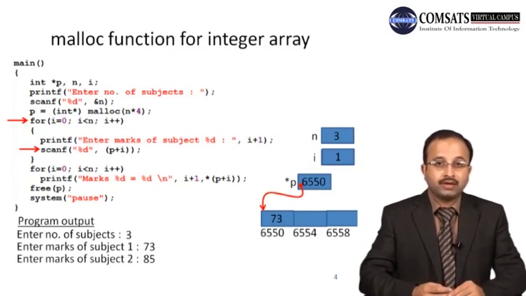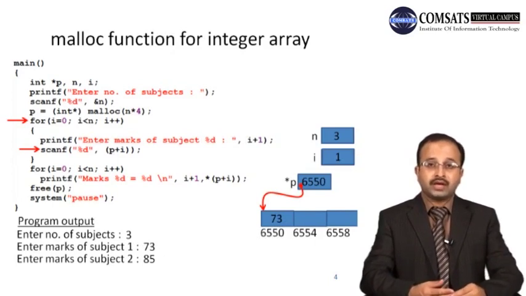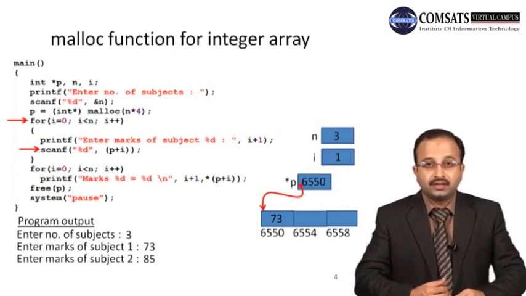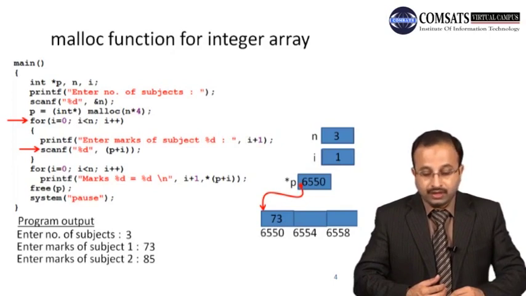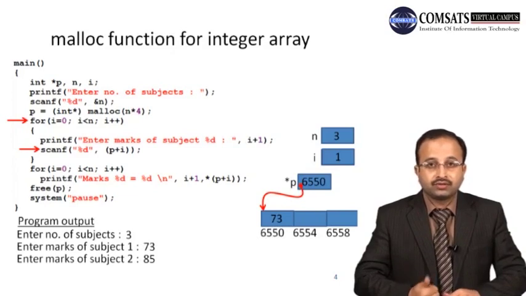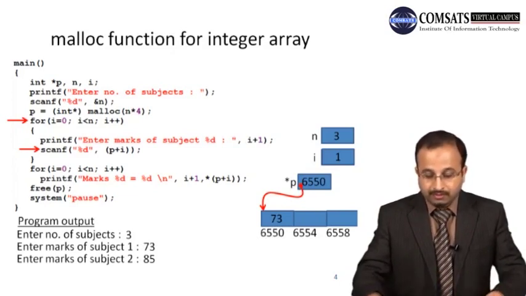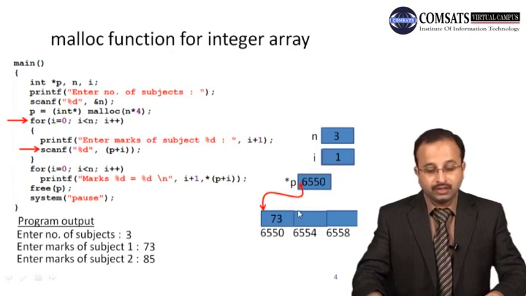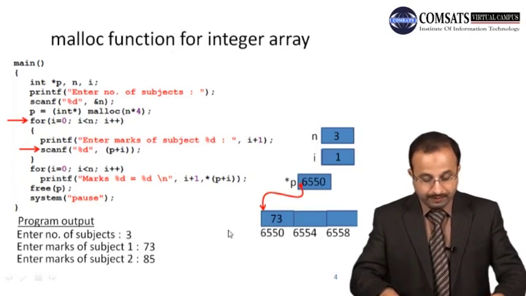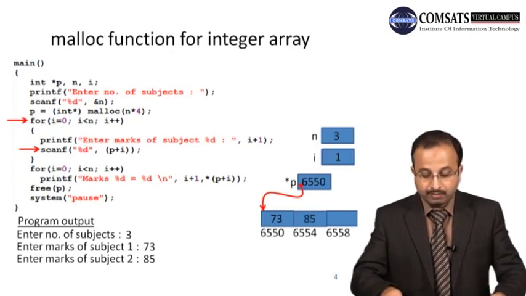Why 6554? Why do we have a jump of 4? Because the type of the pointer is integer. Whenever you perform addition on an integer pointer, it points to the next value of the same type. So if you increment by 1, it will point to the next value, and if you increment by 2, it will point to the next to next value. The next value is 4 bytes away, because the pointer points to an integer value, and the next integer value is 4 bytes away from the current position. So that's why the address here will be 6554. So it will write 85 at this address. So 85 will be written at this memory location.